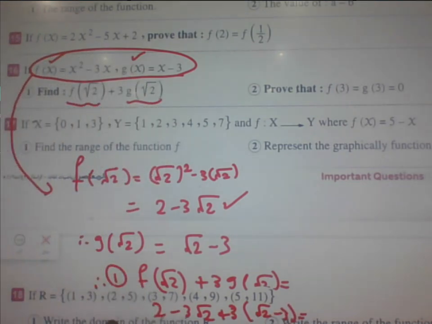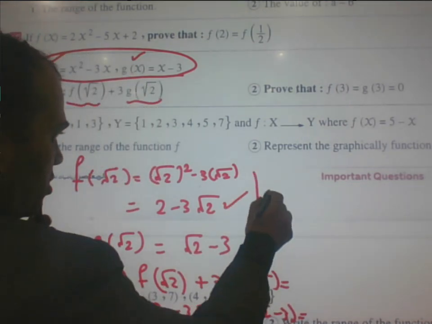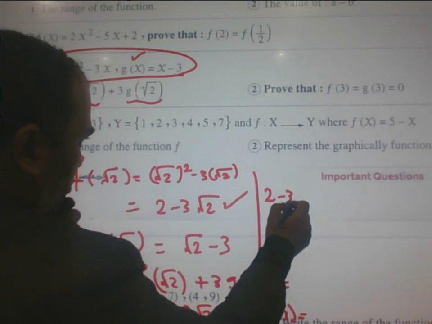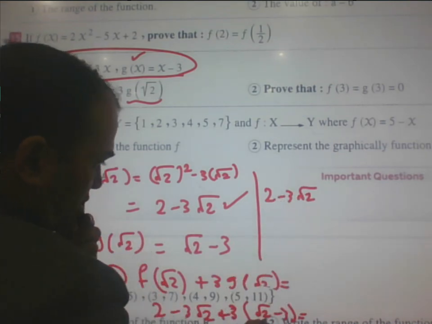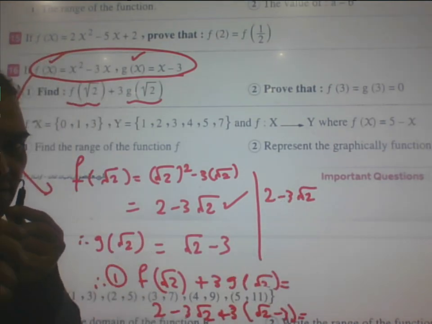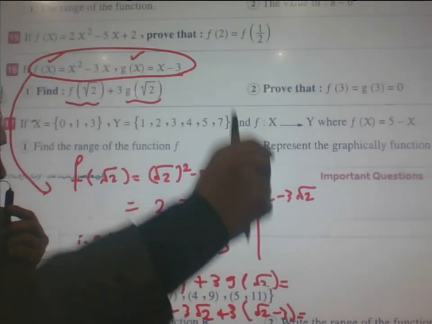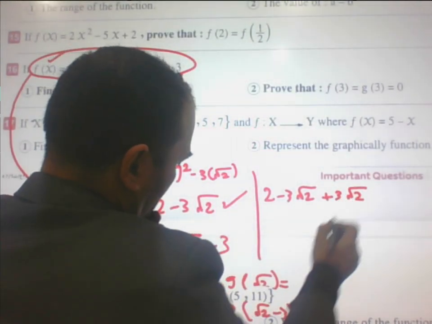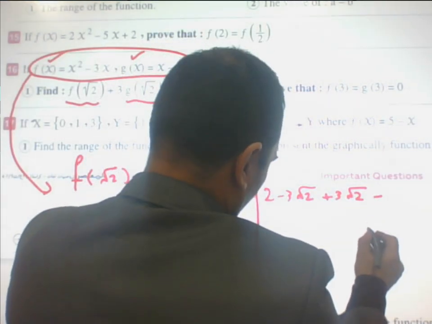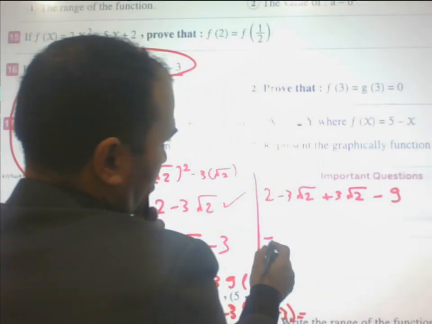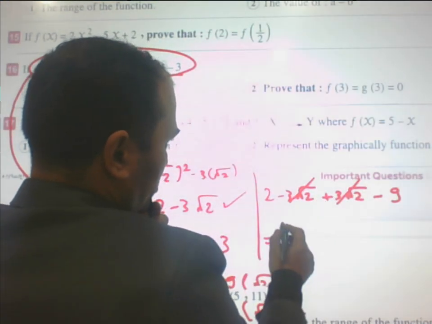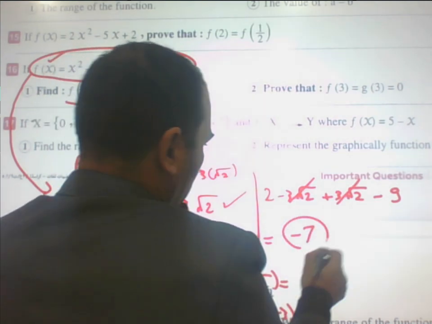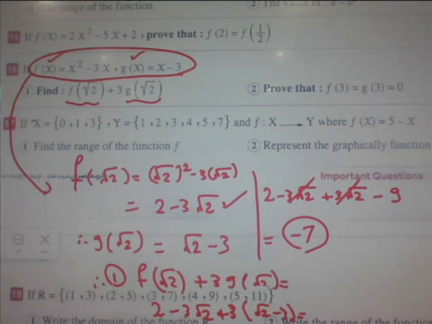The result, look here, write 2 first, subtract 3 root 2. 3 times root 2, use the distributive property here, okay? I will distribute 3 times root 2 equals 3 root 2, and 3 times negative 3 will be negative 9. You can cancel together. 2 minus 9 will be negative 7. Then the solution here will be negative 7.